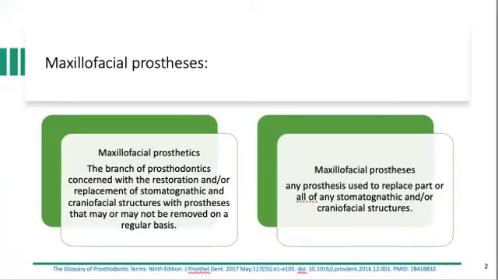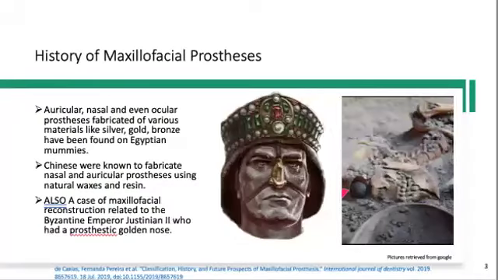And the maxillofacial prosthesis is defined as any prosthesis used to replace stomatognathic and craniofacial structures. Now, the maxillofacial prosthesis has been used for thousands of years, as mummified Egyptians were found with silver eyes as well as nasal and auricular structures. And the Chinese were known to fabricate nasal and auricular prostheses using natural waxes and resins. And also the Byzantine Emperor Justinian II was known to have a prosthetic golden nose.